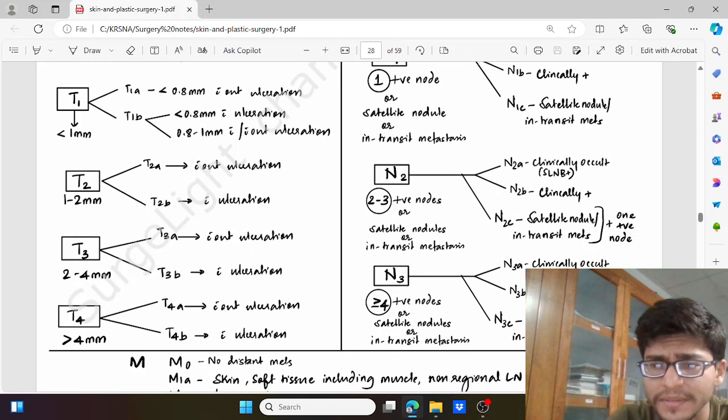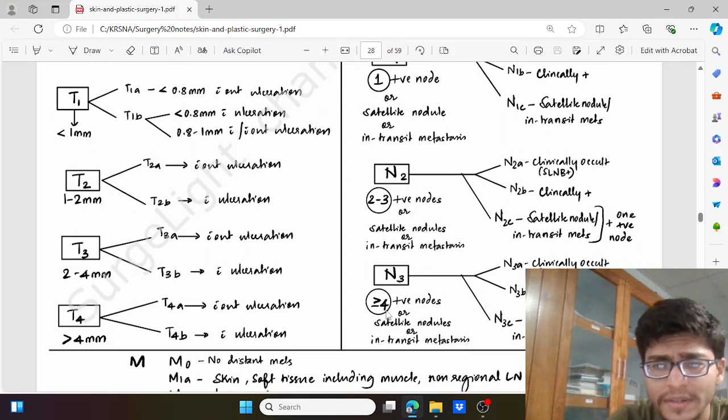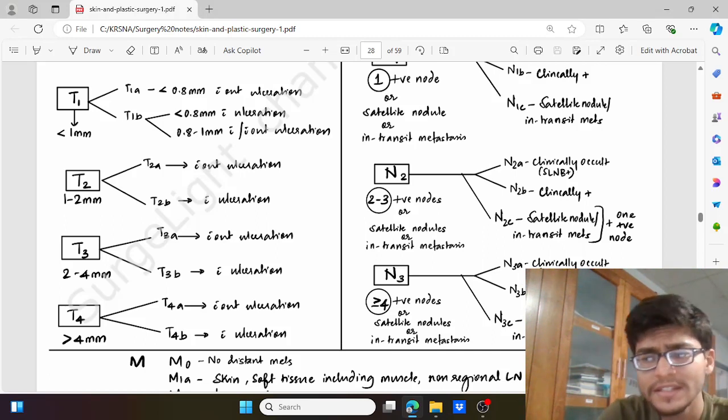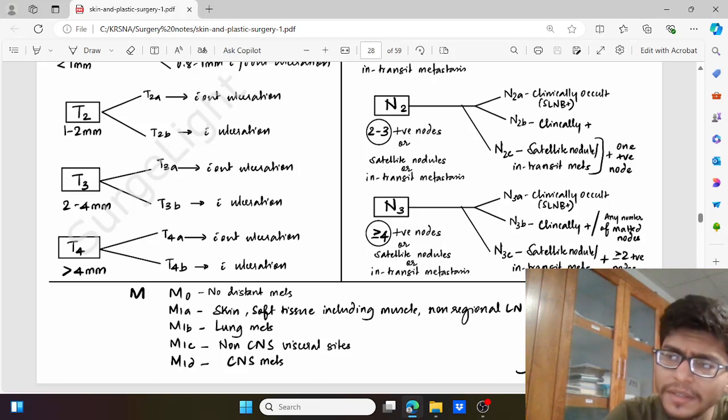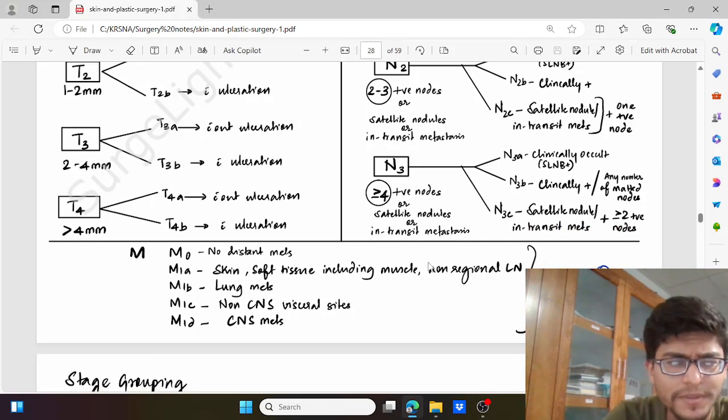N3 is 4 or more nodes positive, or satellite node or in-transit mets, and again divided into A, B and C, where A is clinically occult, positive on sentinel lymph node biopsy, 3B is clinically positive with any number of matted nodes, and 3C is satellite nodule or in-transit mets with 2 or more positive lymph nodes.